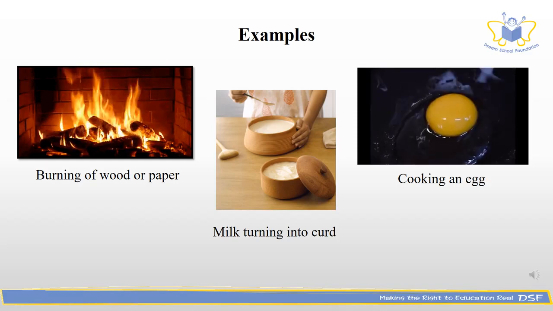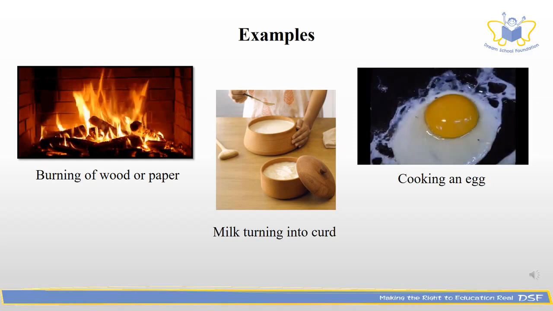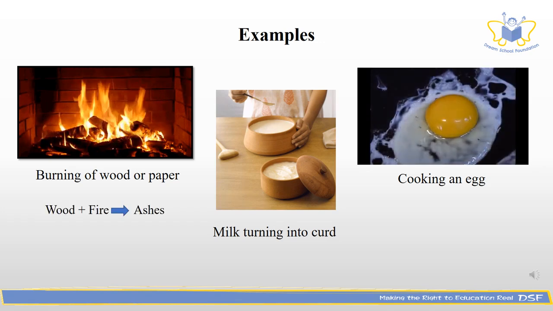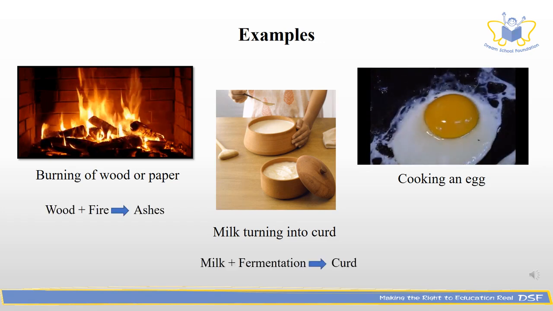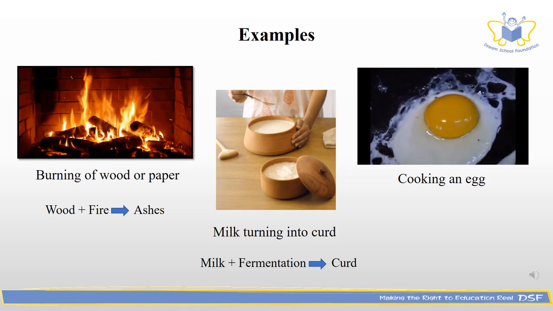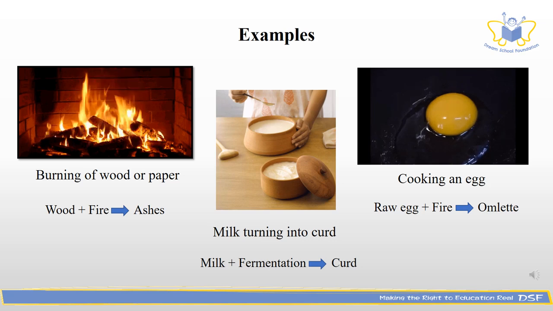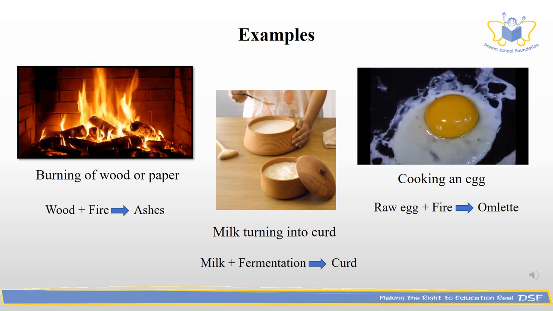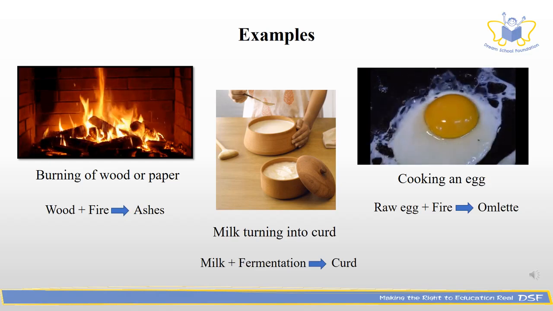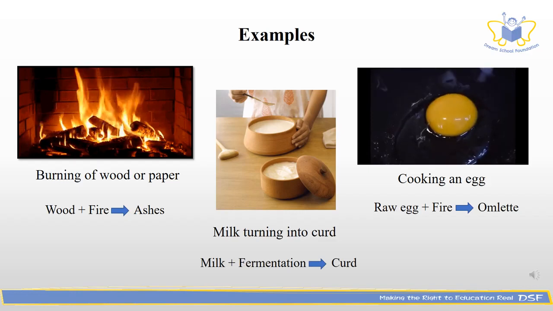So, when we burn wood or paper, it completely burns into ashes. Milk turning into curd. So when mom keeps milk overnight and it gets activated, it becomes curd. Cooking an egg. So a normal egg, when we put it onto the pan and cook it, becomes an omelette. So new products are created in chemical changes.